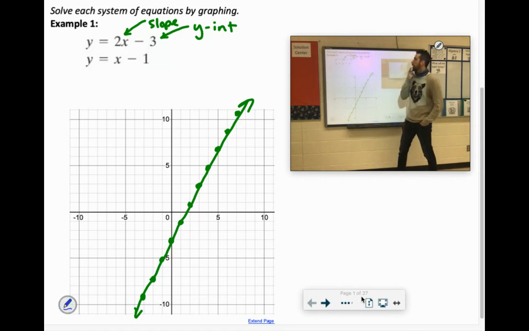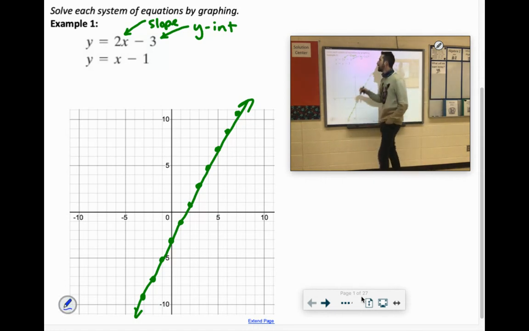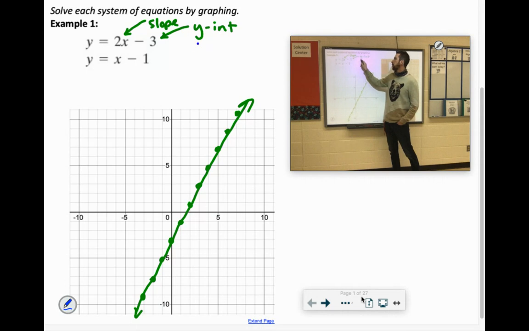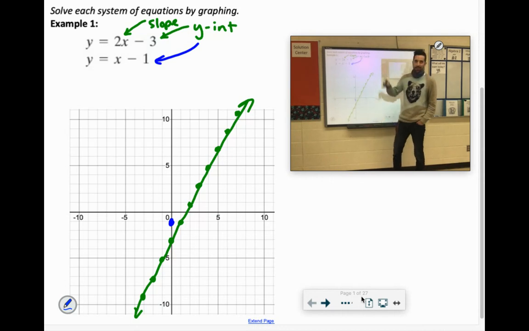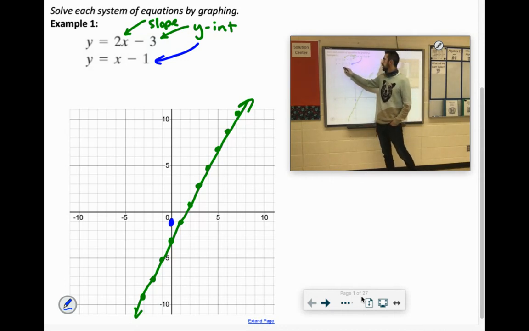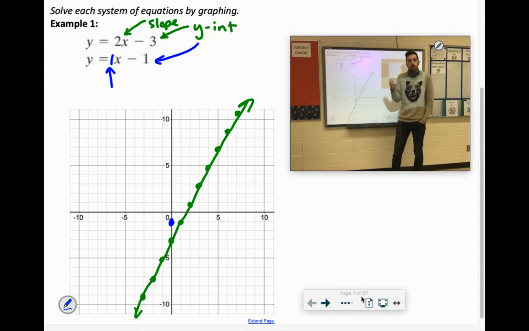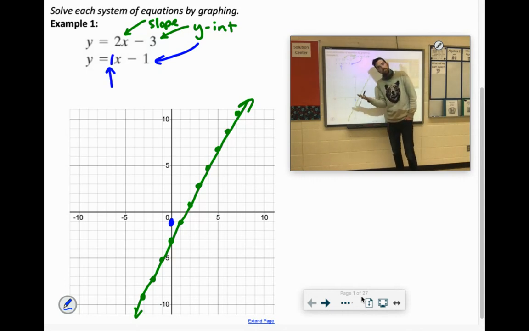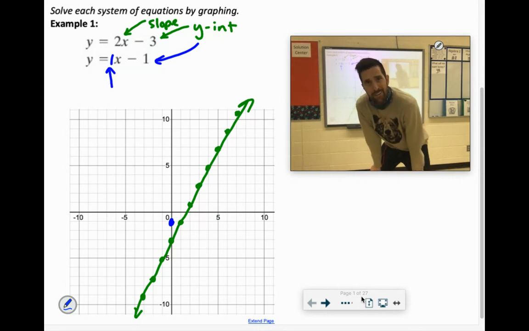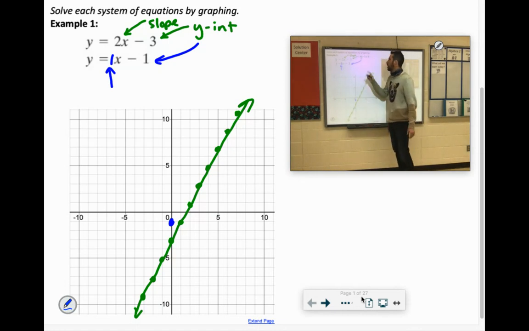All right, now we try the second one. We have y equals x minus 1. So the y-intercept is negative 1. So we go down 1. We make a dot. Now the slope is right here. And the slope in this case is 1 because there's nothing written there, so there's an invisible 1. Did you see it? It was invisible. So we can go up 1, over 1, up 1, over 1, up 1, over 1.